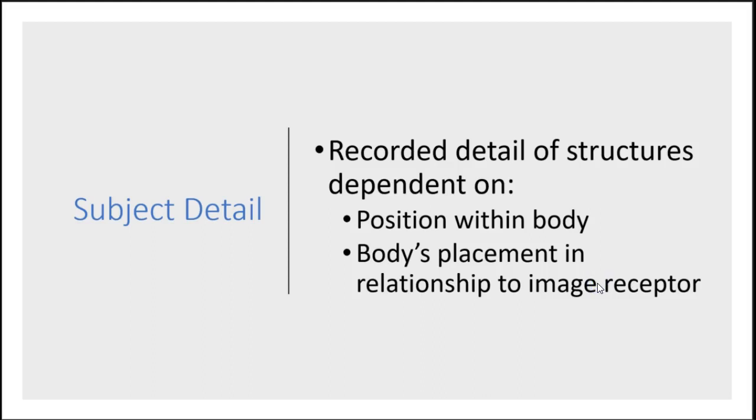All right. So recorded detail of structures is dependent on position within the body, body placement in relation to the image receptor. You want to put the anatomy you're imaging as close to the IR as possible. That's going to give us better detail. Remember we talked about that. So if you have fractured ribs anterior, you're going to shoot the patient PA, correct? We're going to position the patient so that we can get them as close to the image receptor as possible.